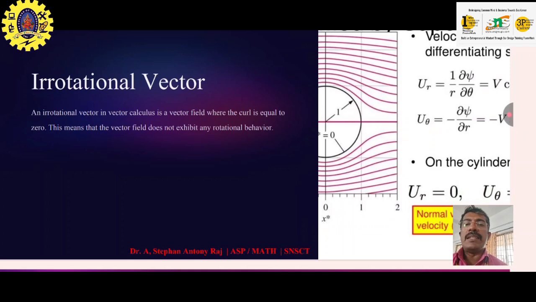We saw in the previous discussion that we were talking about divergence. Divergence and the next important concept, curl, are very important when it comes to vector calculus. So in today's discussion we are into curl, another important concept similar to divergence. As the irrotational concept is connected with curl, an irrotational vector in vector calculus is a vector field where the curl is equal to 0. That is, when the curl becomes 0, this means that the vector field does not exhibit any rotational behavior.